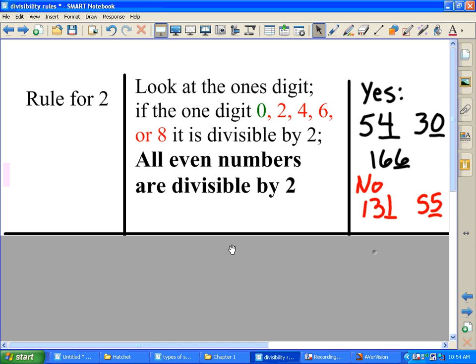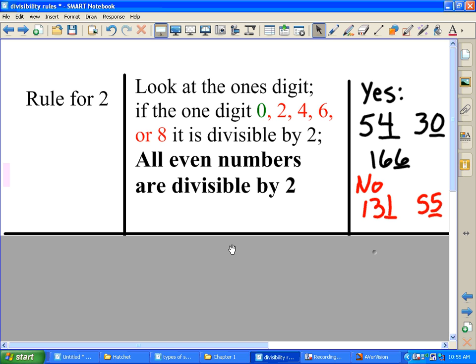Now you'll notice here it says all even numbers are divisible by 2. Every even number. Now we learned in our notes from our vocabulary that even numbers end with 0, 2, 4, 6, or 8. So if any number ends with those things, the whole number is divisible by 2. So here, 54 ends with a 4, so it is divisible by 2. 30 ends with a 0, so it is divisible by 2. 166 is an even number, so it is divisible by 2.